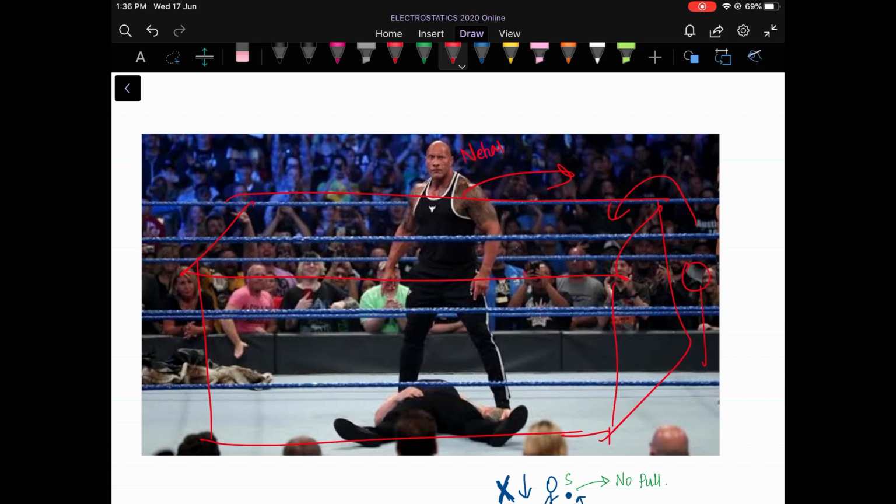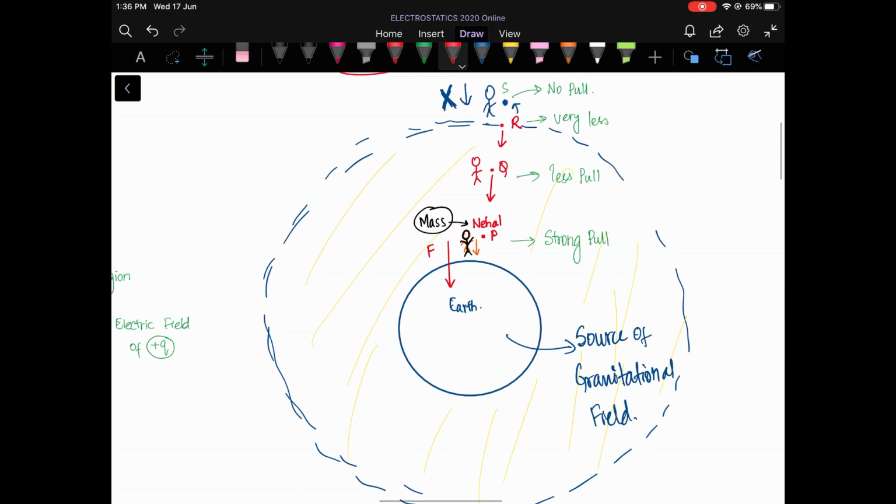If the person is outside the field, Nihal is not allowed to apply force on this person. But if the person is inside this field, you can see what Nihal can do. Similarly, we have seen what Earth can do to us.